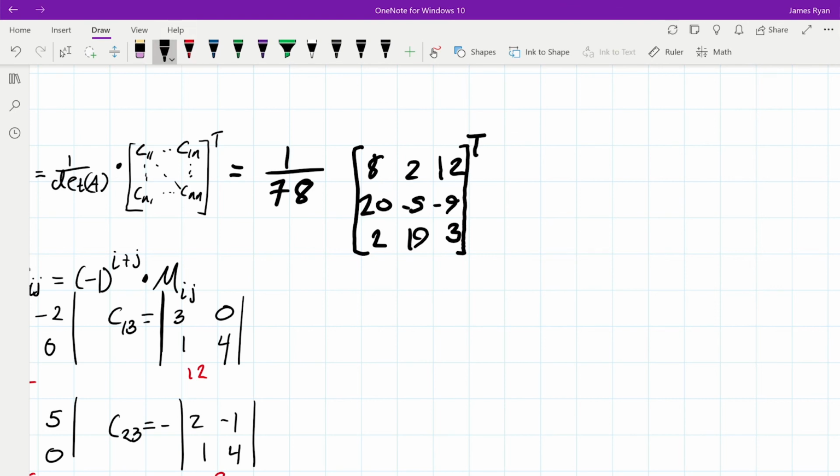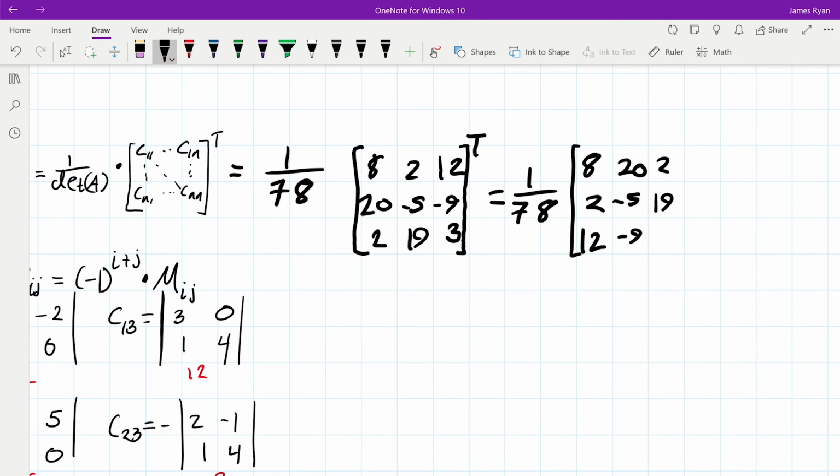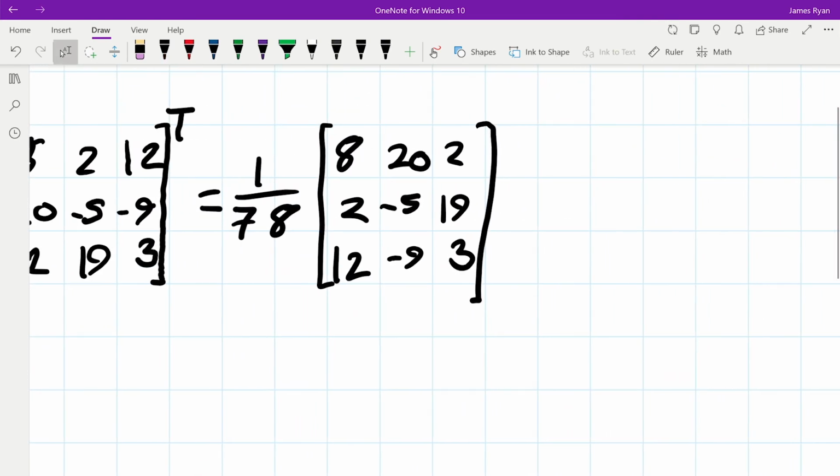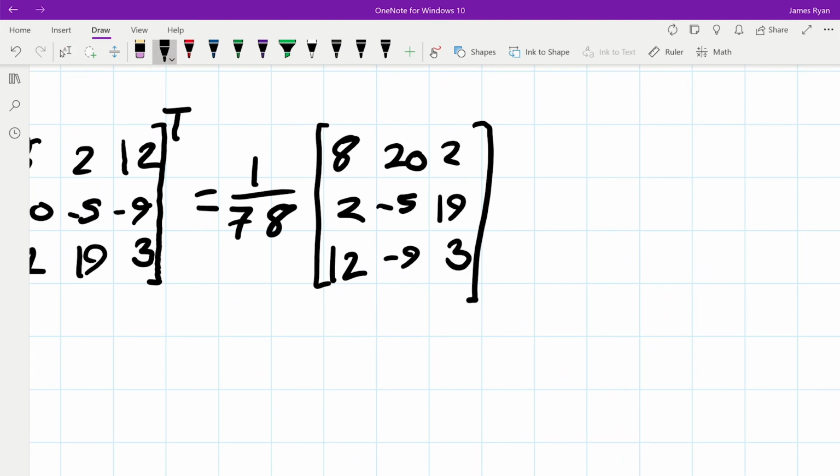So if we do that, this is 1 over 78 times 8, 2, 12, 20, negative 5, negative 9, 2, 19, 3. I would leave the inverse matrix like this, because moving this fraction inside can get pretty messy. And so I would just leave it like this. And so this is A inverse.